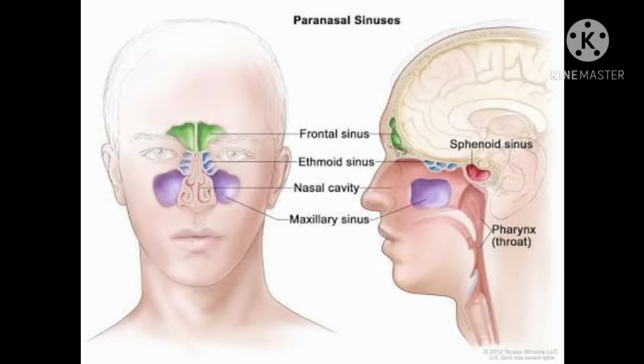Third, frontal sinus. The sinus is located inside the face in the area of the forehead. It does not develop until around 7 years of age. Lastly is the sphenoid sinus. This sinus opens into the nasal cavity via the sphenoethmoidal recess. This is the most posterior, which is the farthest toward the back of the head.